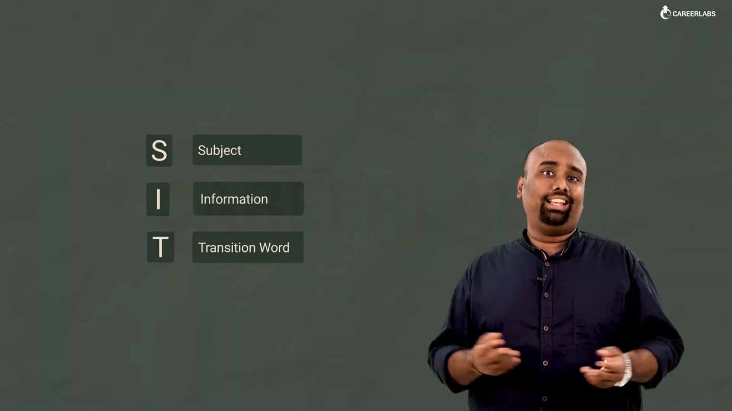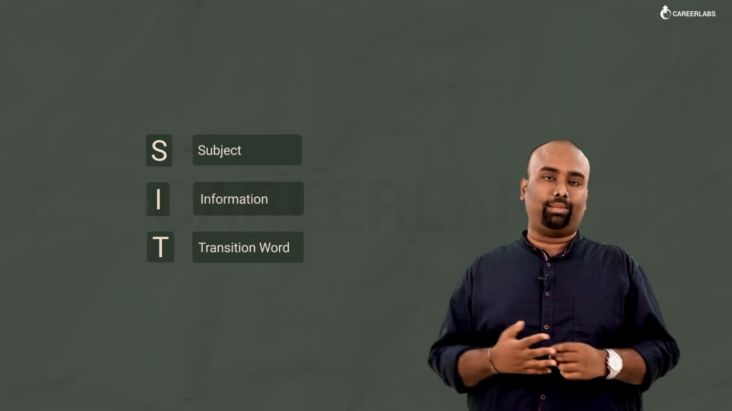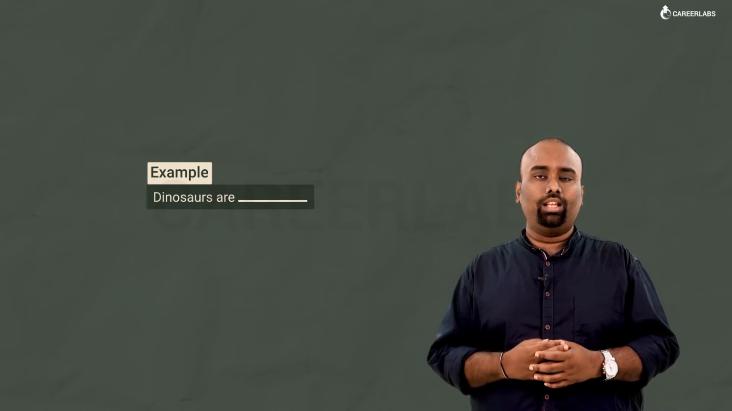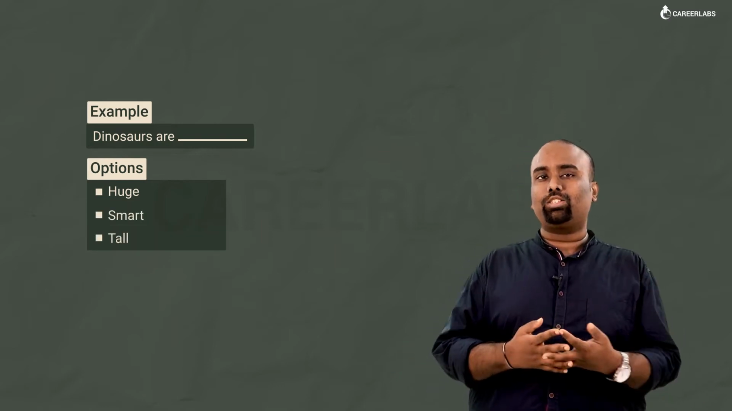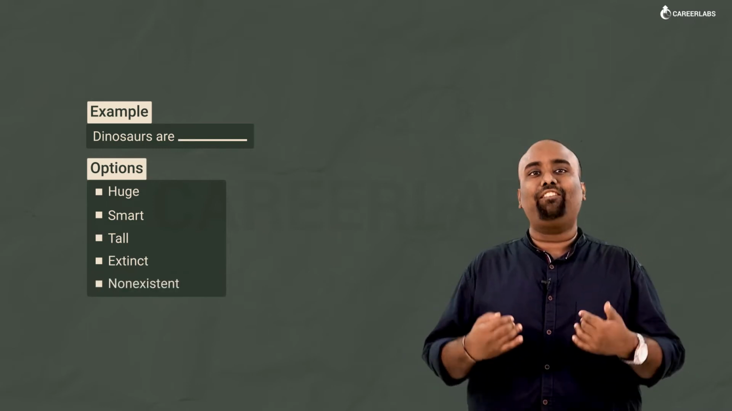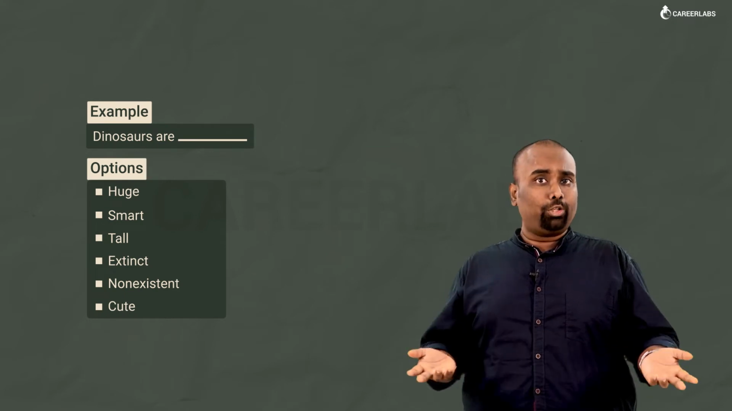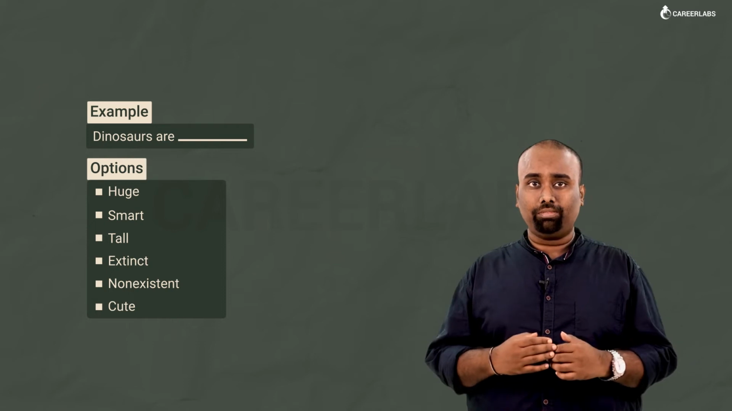Hey there, let me show you how to use the SIT formula through a short and sweet example. Let's consider a sentence that says dinosaurs are blank. Let's try to figure out different words that could fit in this blank. Dinosaurs can be huge, dinosaurs can be smart, dinosaurs can be tall, dinosaurs are definitely extinct. And you could say dinosaurs are rare, and for me, dinosaurs are cute, so I'll add that in. Now, if you look at it, any option can fit into the sentence. But how do you figure out what's the right option?